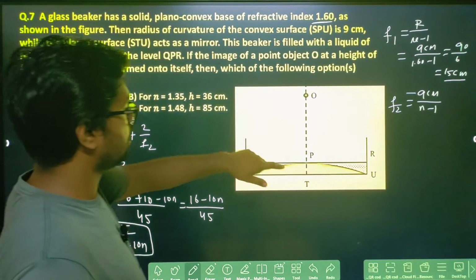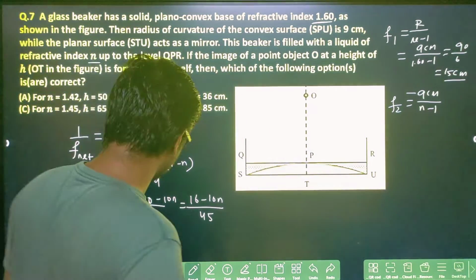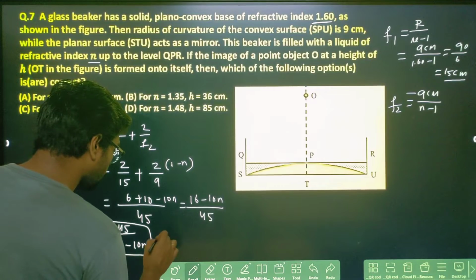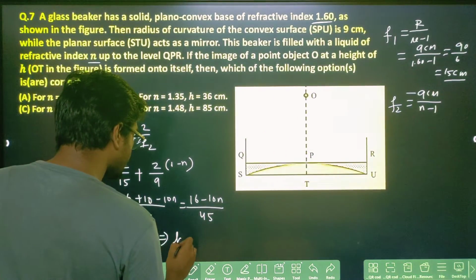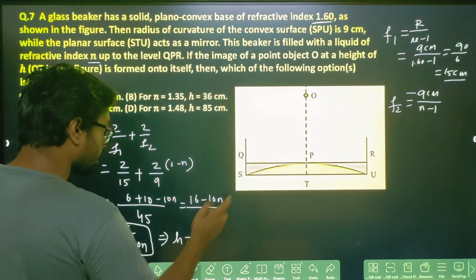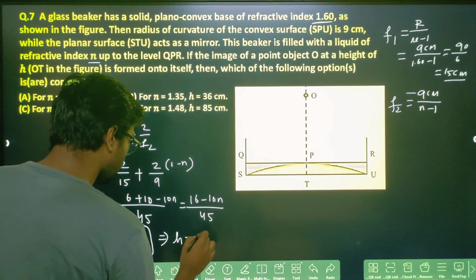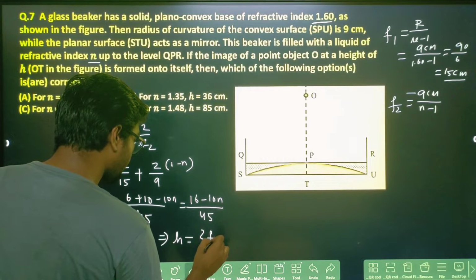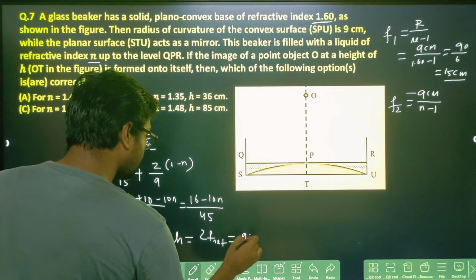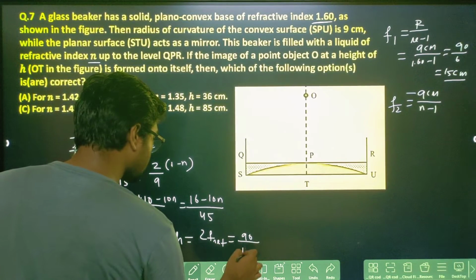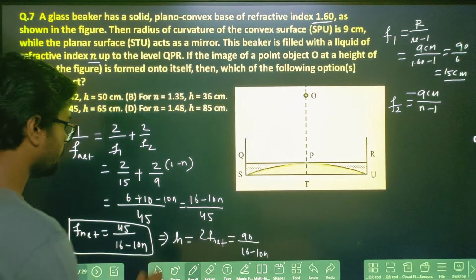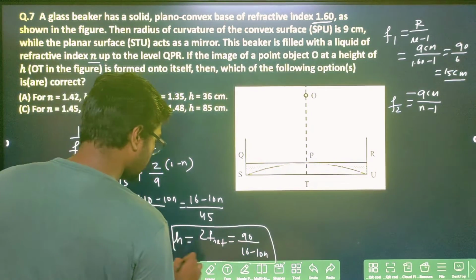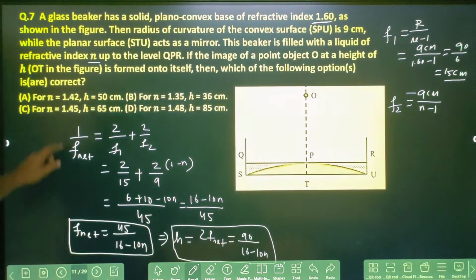Now the net center of curvature will be 2 into F net. So you can say that the net center of curvature, this distance they have given as height h, is equal to 2 into F net, that will be 90 divided by 16 minus 10n, right? So now you got this formula. Now you have to put the n value and check the h value.